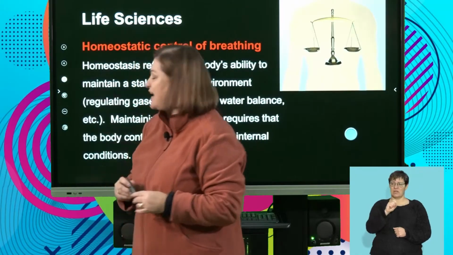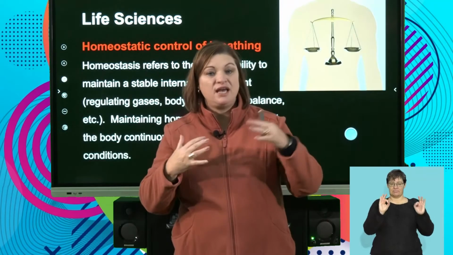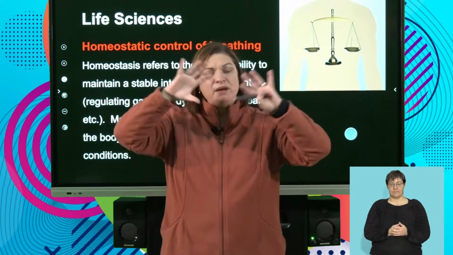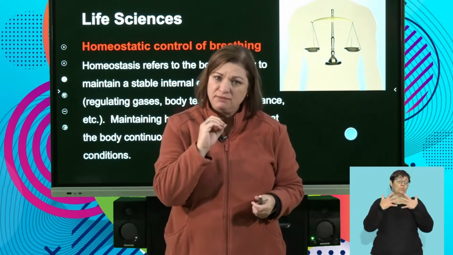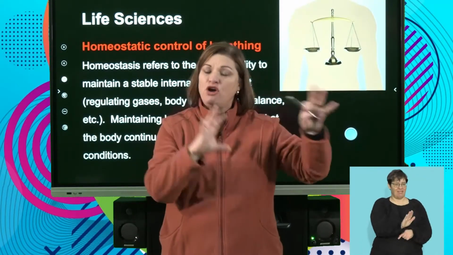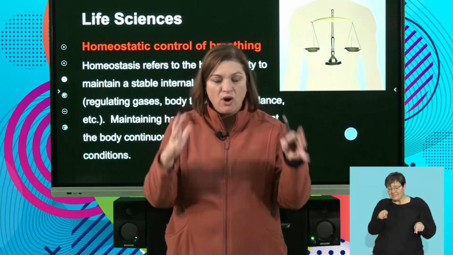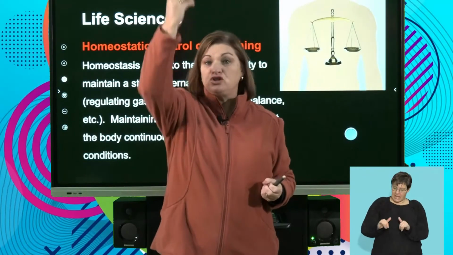That's why I've put the diagram of a scale up here. The gases, oxygen and carbon dioxide, must be in balance in our body. We can't have too much of one or the other. Now, what happens is this: when my body gets too much carbon dioxide, and this is a concept you must understand, it's not about the oxygen levels. I'm getting the oxygen in. This is about what happens when my carbon dioxide levels are too high.